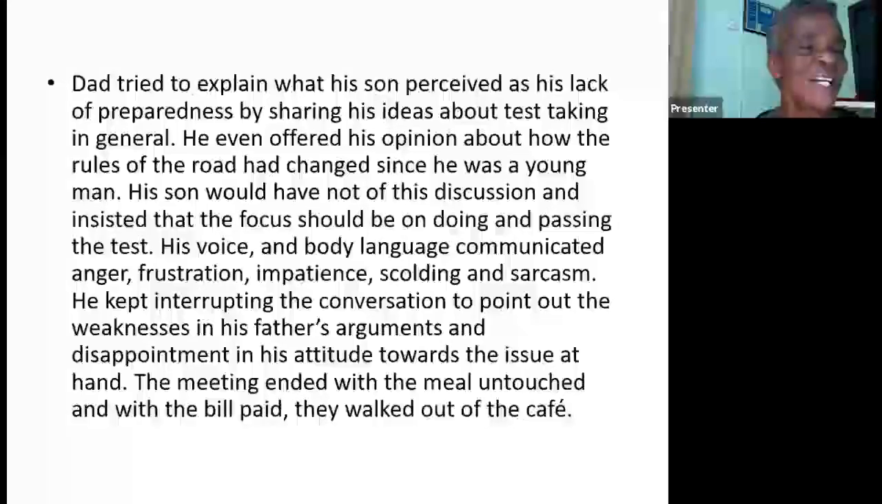So Dad tried to explain what his son perceived as his lack of preparedness by sharing, and how he explained, he tried to share his ideas about test taking in general. And of course, that wasn't helping his son.